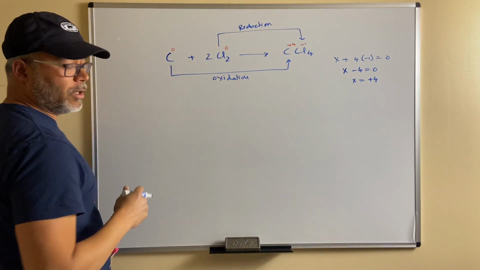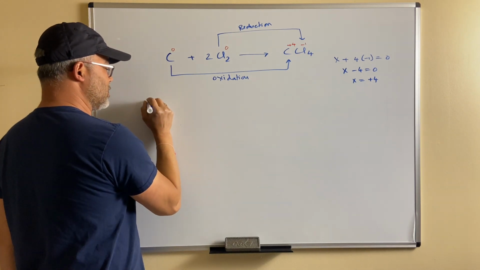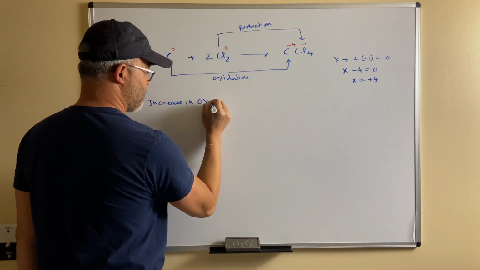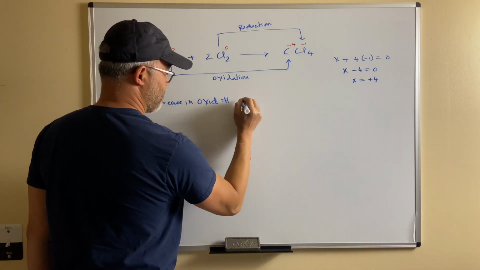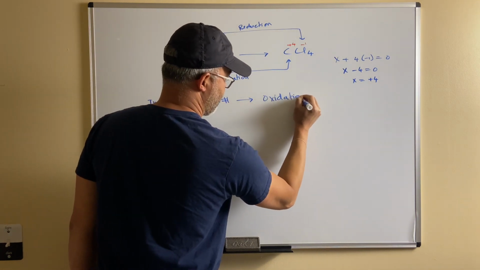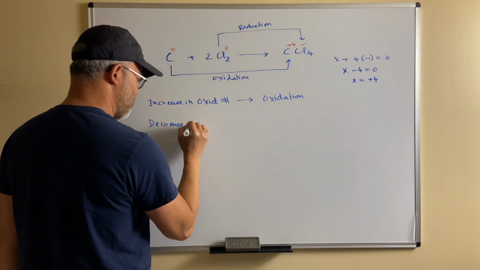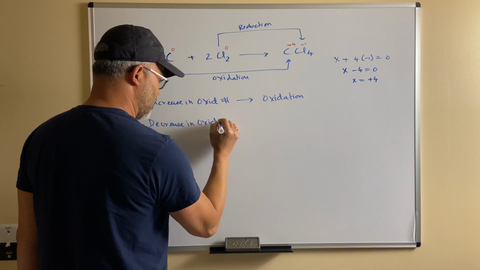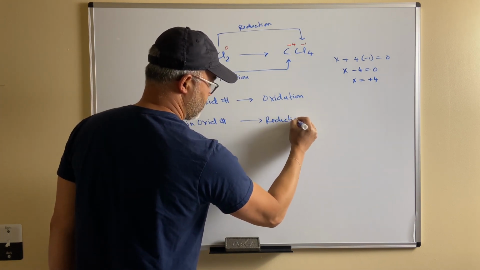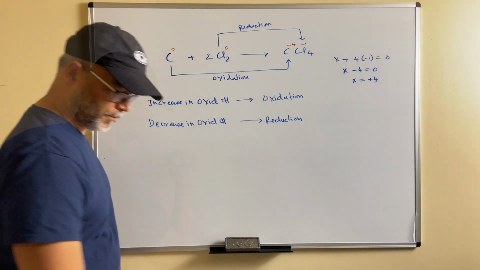Therefore, if we want to sum this up nicely, an increase in oxidation number is oxidation, and a decrease in oxidation number is reduction. Okay, let's do another example.